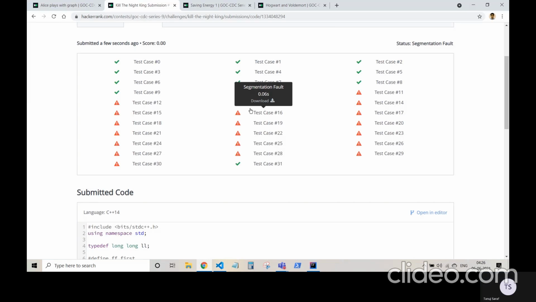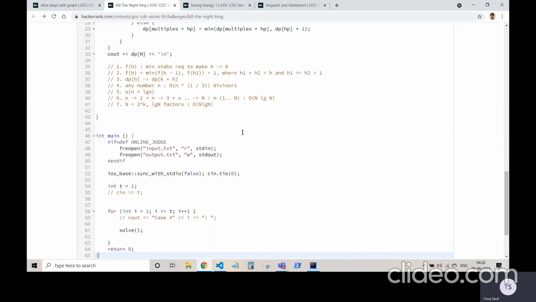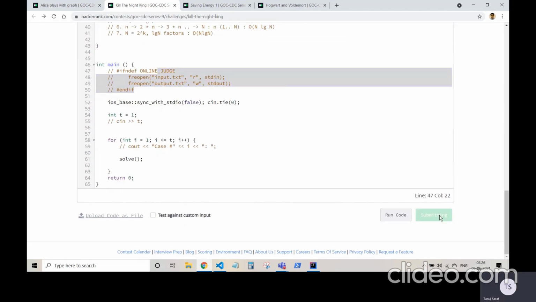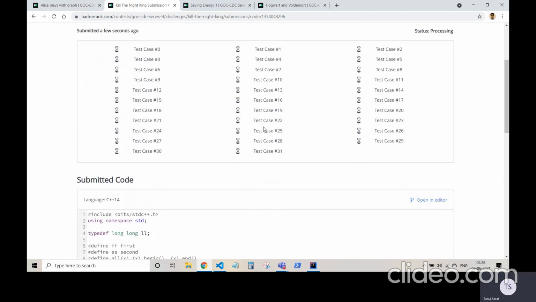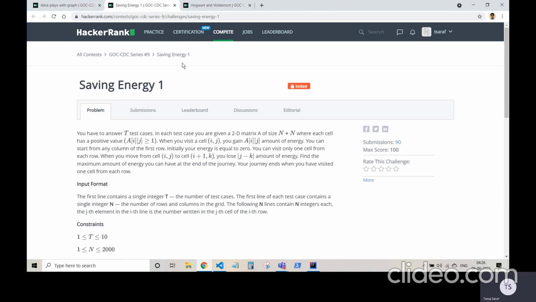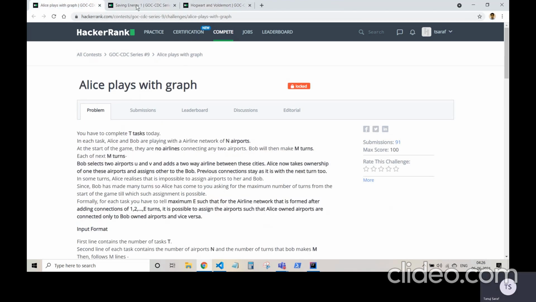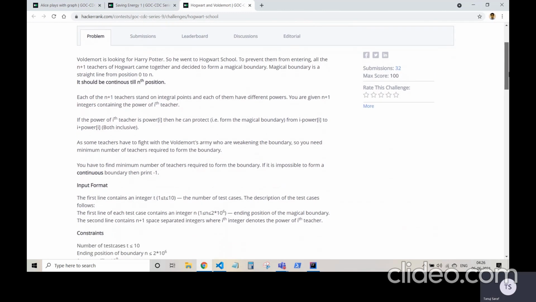Yeah, I think this should be good. Okay, so we have passed this as well. We still have 3 questions remaining and let's start with this one. Hogwarts and Voldemort.